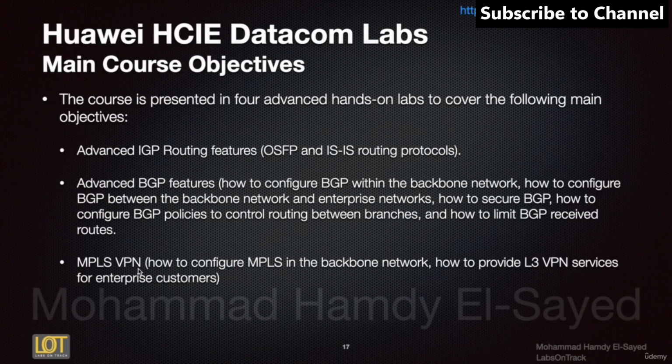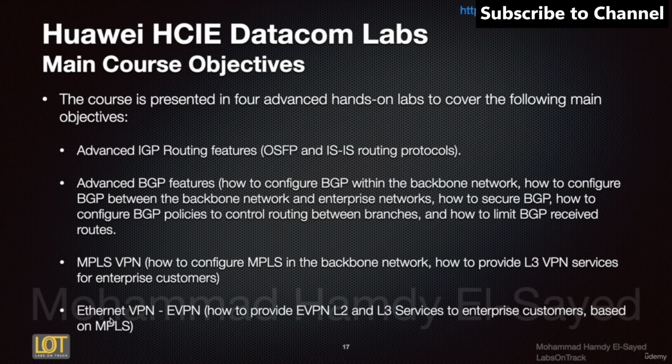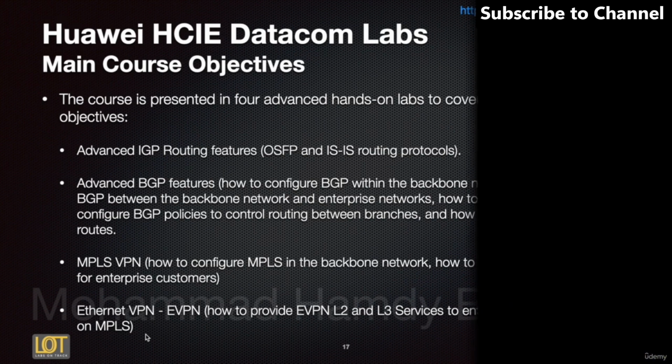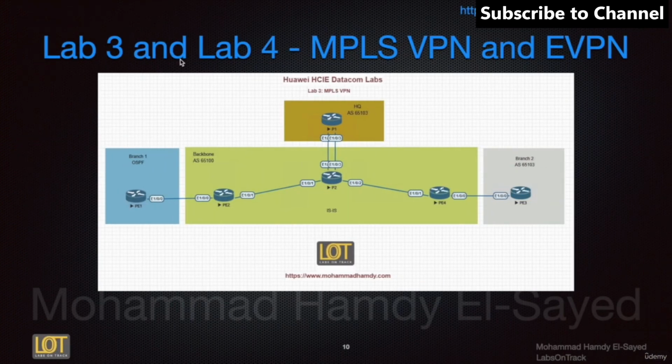3. MPLS VPN: how to configure MPLS in the backbone network, and how to provide layer 3 VPN service for enterprise customers. 4. Ethernet VPN, EVPN: how to provide EVPN layer 2 and layer 3 services to enterprise customers based on MPLS. This will be the topology for Lab 3 and Lab 4, MPLS VPN and EVPN.